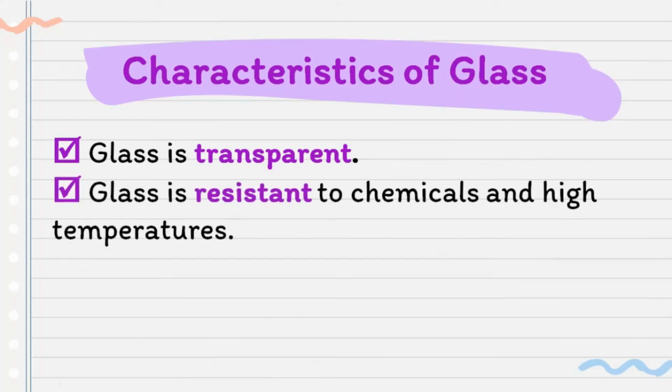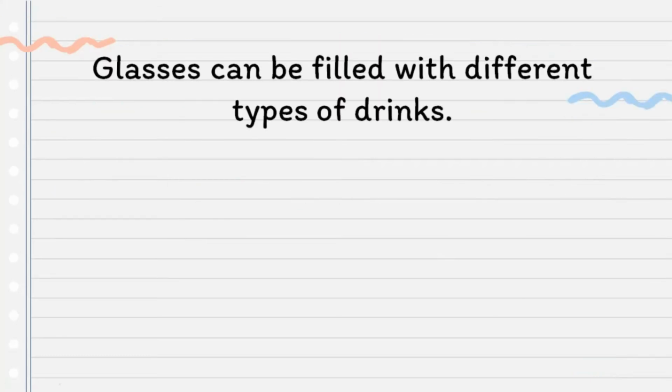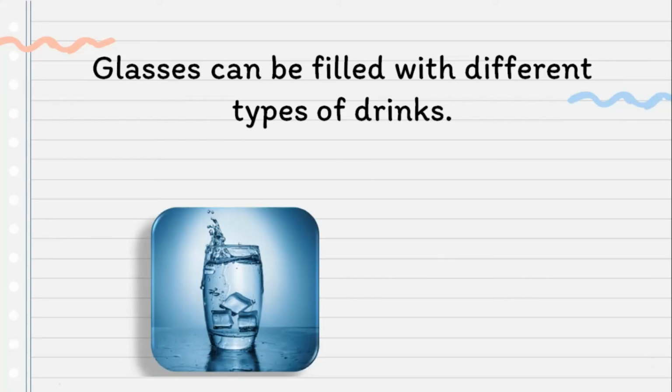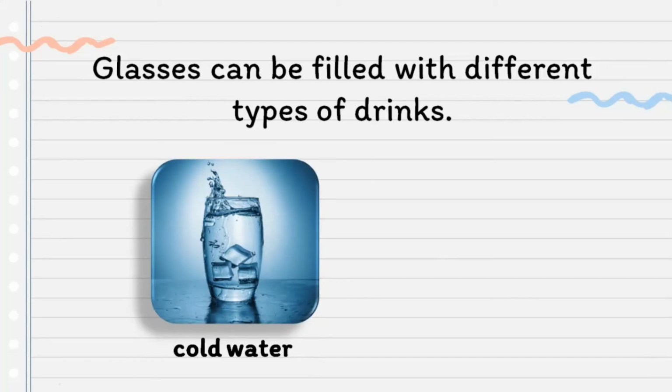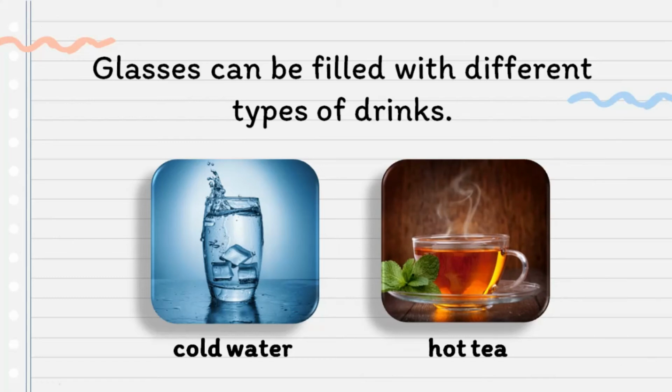Number 2. Glass is resistant to chemicals and high temperatures. Glasses can be filled with different types of drinks. It could be cold water, cold soda, cold juice, or hot tea or hot coffee.